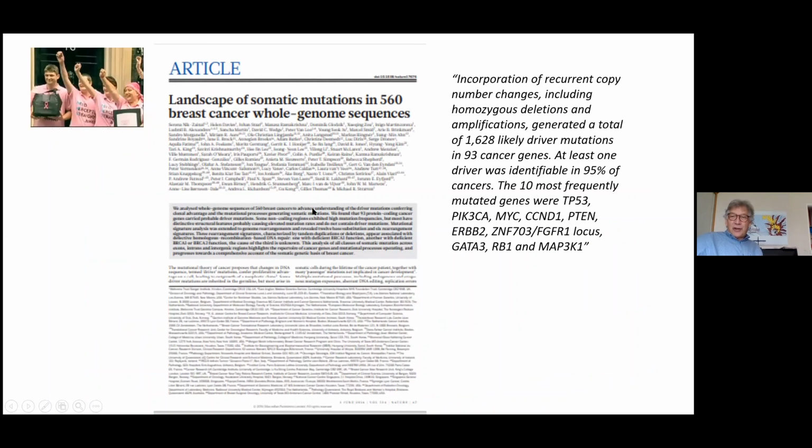Well, if we look at breast cancer, I've told you it's already complicated. This is from a paper in Nature Genetics. I've just summarized a little bit of what it says. Incorporation of recurrent copy number changes, that's copies of genes in the chromosomes, deletions, amplifications, generated 1,628 likely driver mutations, things that drive the cancer, 93 cancer genes. I mean, this is an incredibly complex tumor. And to think that Herceptin, and I understand why they want it, is going to make a big difference is somewhat naive because it's a very complex cancer.